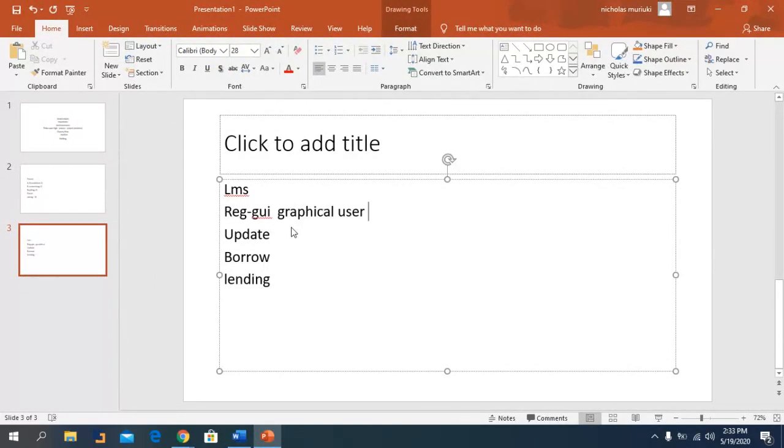Graphical user interface. So you provide the graphical user interface for this registration, for this update, and for borrowing, because you require some entry of borrowing, for lending, etc. That's why when you present your project, you present a system as LMS, but it has other subsystems. So these are the other subsystems.